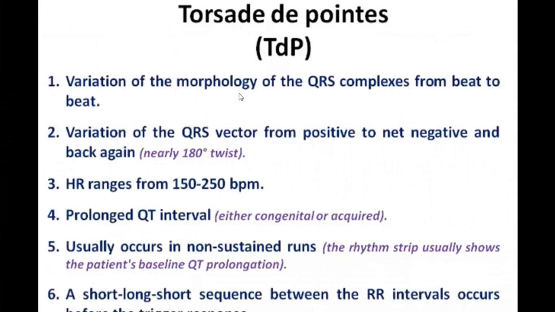So variation in morphology of QRS complex is from beat to beat. Changing in the axis, that is QRS vector, positive may become negative. Heart rate is more than 150 to 200, 250. There is a prolonged QT, may be congenital, may be acquired. Usually non-sustained runs of a polymorphic ventricular tachycardia. There will be always a sequence of short, long and short QT between RR interval before trigger response, which triggers into polymorphic ventricular tachycardia.